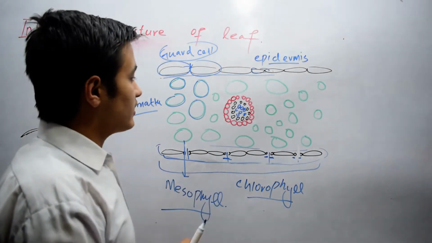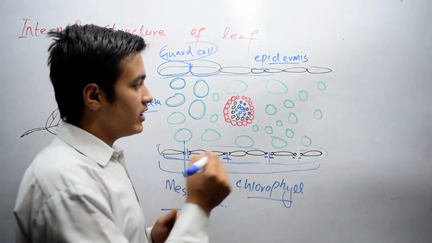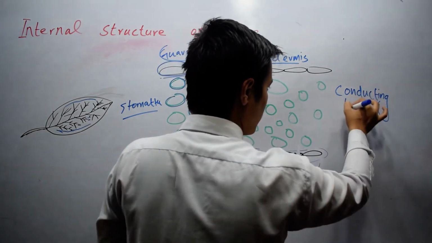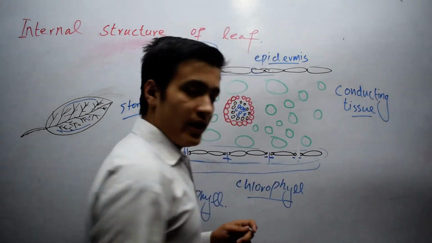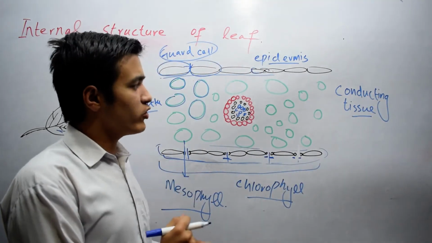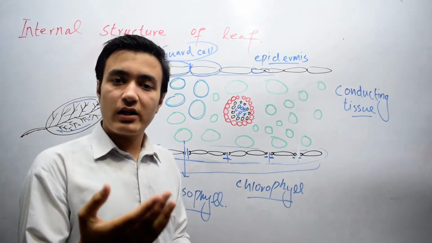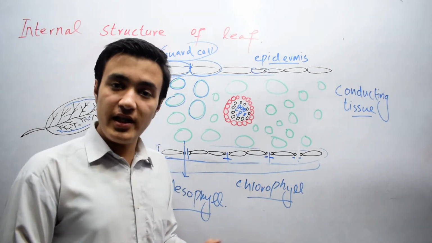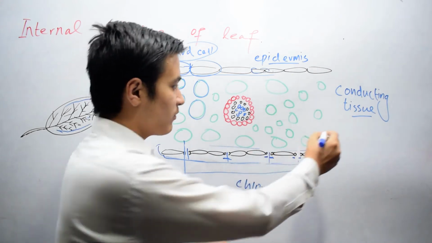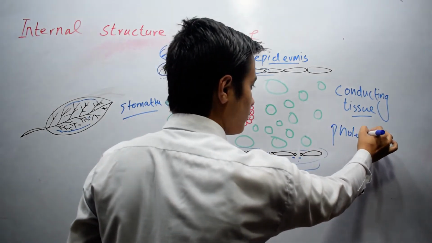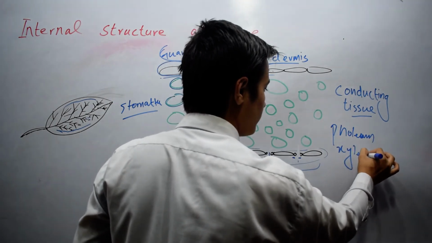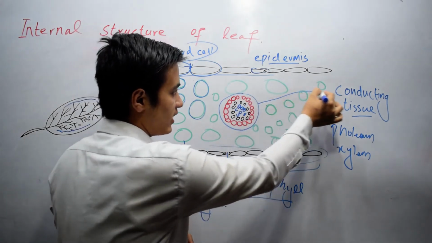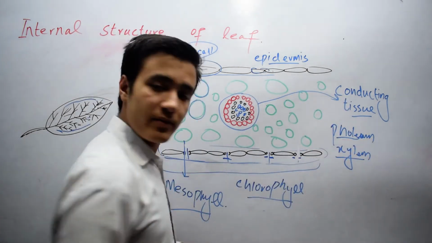Let's move to another one. Here also a conducting tissue is present. Conducting tissue means that it conducts water, food or other minerals. So students, what will be the conducting tissues in leaves? Mostly phloem and xylem. Here in the middle, the xylem and phloem are present. This is basically the conducting tissue, which consists of phloem and xylem tissues.